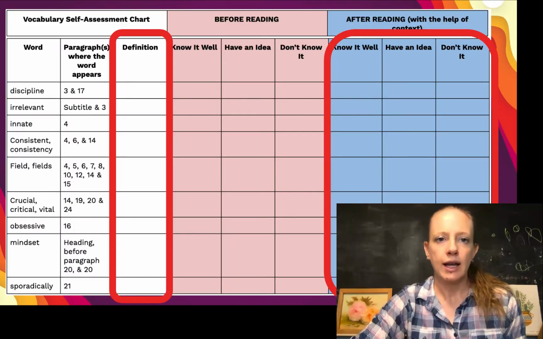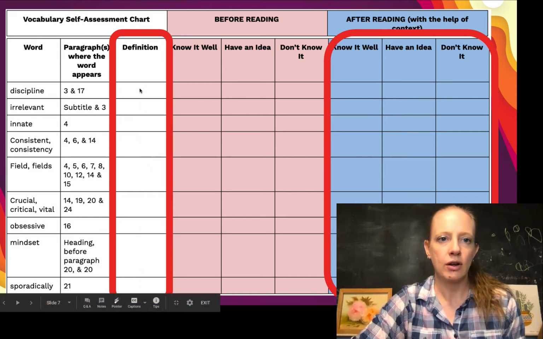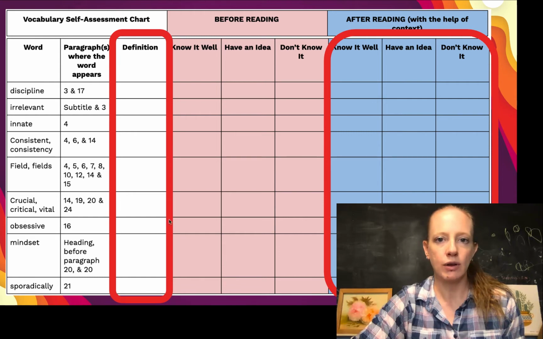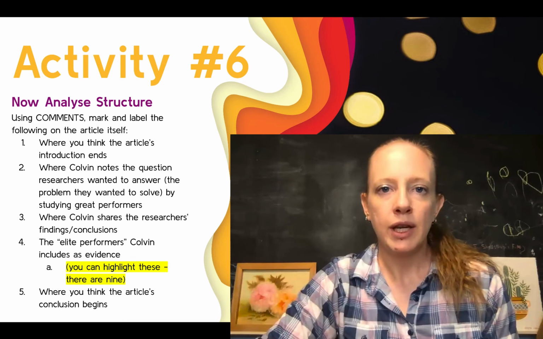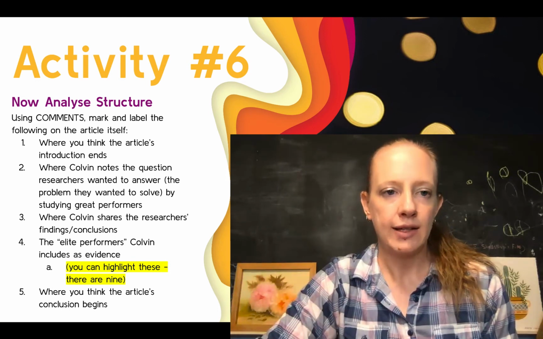So again, starting with this definition column here, what does the word mean based on context if you can? If you can't, you can look it up. And then after reading, how well do you know it? Now, hopefully you've gone over to the know it column, but again, I want you to be honest here. Once you've completed that, you're going to go on to analyzing the structure.